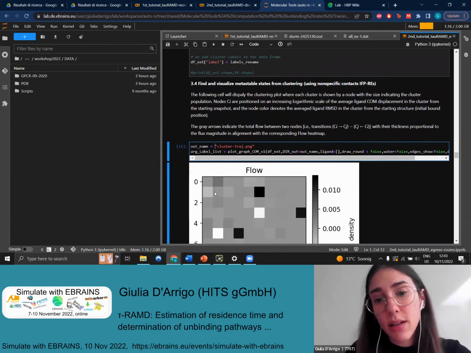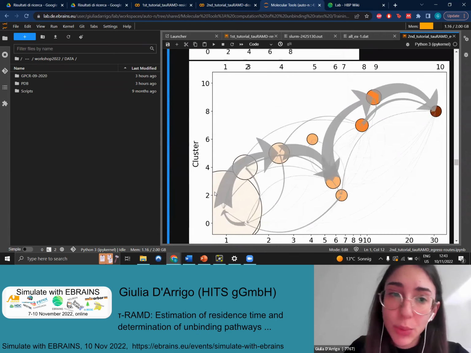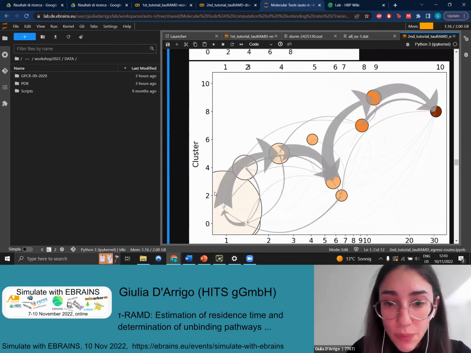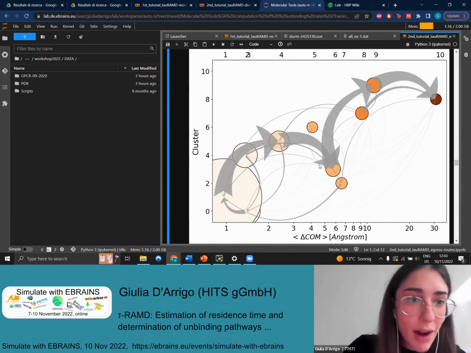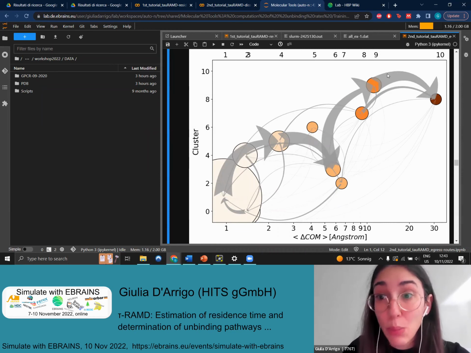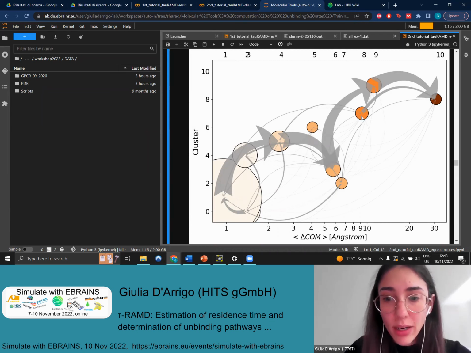So here is where we're going to have the output that I showed you in the presentation. Here you have different nodes, differently colored. You have gray arrows. You have, in particular, 2 main egress routes: this one, which is the predominant one, and this other one here.